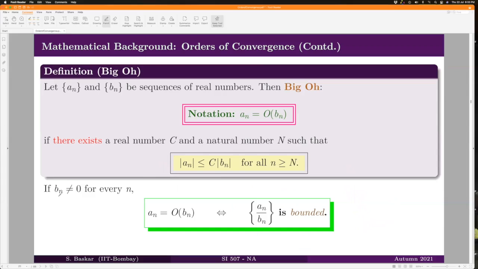So I can say that if bn is not equal to 0 for every n, then this notation means the sequence an by bn is a bounded sequence. Intuitively, what it means is that the sequence an goes faster to the limit than bn, or at least as fast as bn goes to the limit. That is the intuitive idea from this definition.